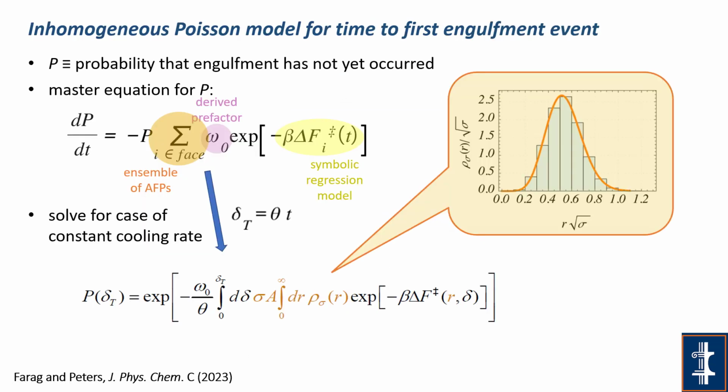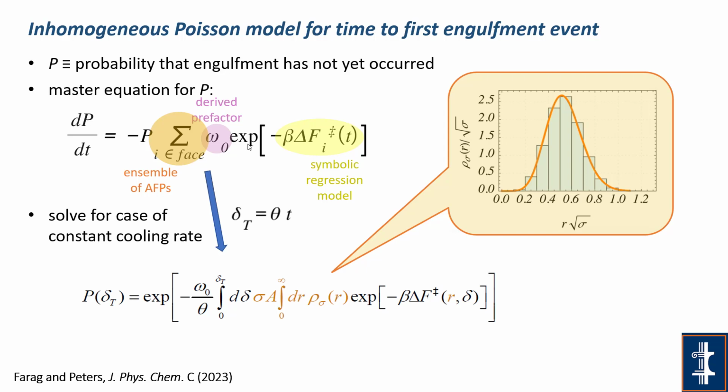So now what we're going to do is to take our prefactor, take our distribution for the AFP distances on the surface, and we're going to construct this inhomogeneous Poisson model. Well, basically, it's a very simple master equation as the starting point. We have that the derivative of the probability that engulfment has not yet occurred is proportional to the probability that engulfment has not yet occurred. It is also proportional to the sum over all the rates of all the possible engulfment processes that can still occur, which is all of them.